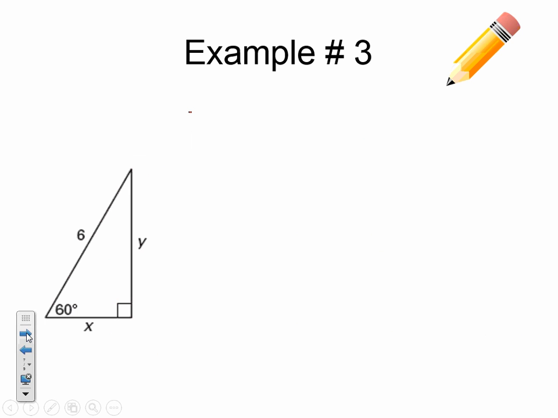Here's a third example. Another 30, 60, 90 degree triangle here. This time I'm given the hypotenuse of 6. So we're going to go ahead and use the formula that has hypotenuse in it. The 30, 60, 90 degree formula that has hypotenuse in it says hypotenuse equals 2 times the short leg. That's right. So 2 times the short leg. Hypotenuse in our picture is labeled with a 6.